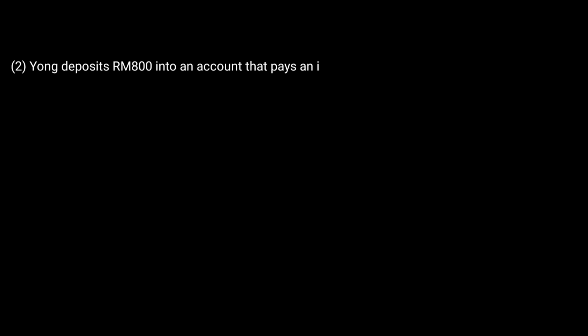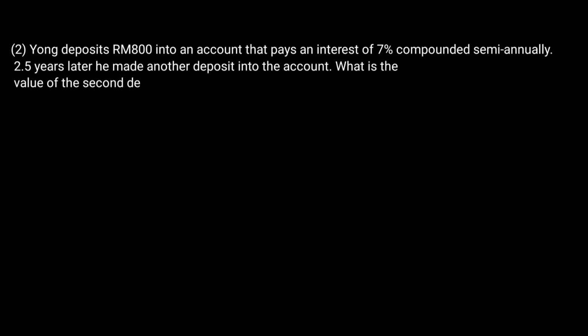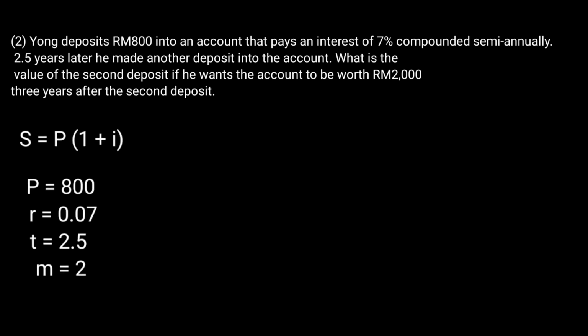Question 2. Young deposits RM800 into an account that pays an interest of 7% compounded semi-annually. 2.5 years later, he made another deposit into the account. What is the value of the second deposit if he wants the account to be worth 2,000 ringgit 3 years after the second deposit? So in order to find the face value of the initial deposit, you need to use this formula. And these are the key factors in the formula.